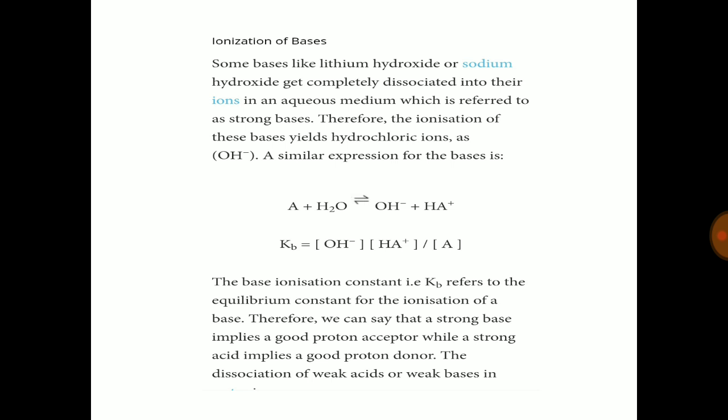We can say that a strong base implies a good proton acceptor, while a strong acid implies a good proton donor. A strong base can accept a large number of protons, and a strong acid can produce a large number of protons. That is, at the same time the strong base becomes a proton acceptor, and a strong acid becomes a proton donor.